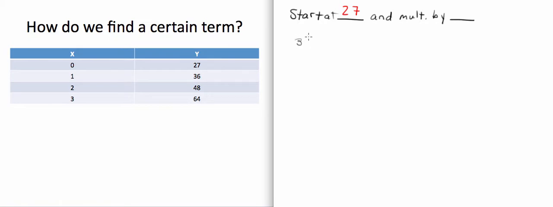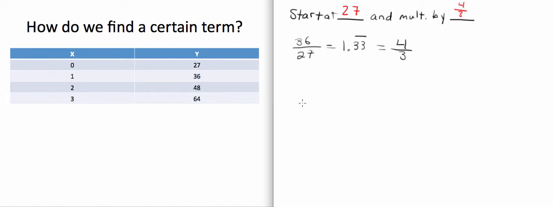If we take 36 and divide it by 27, we get 1.33 repeating. But instead of writing that, because it's really hard to reproduce that as a decimal in our calculator all the time, we're going to write it as 4/3. Okay, and so our multiplication step here is multiply by 4/3.